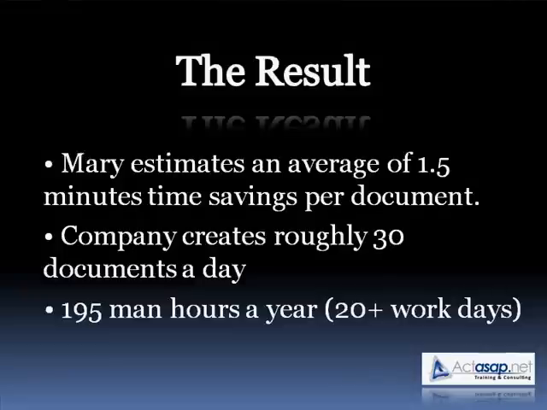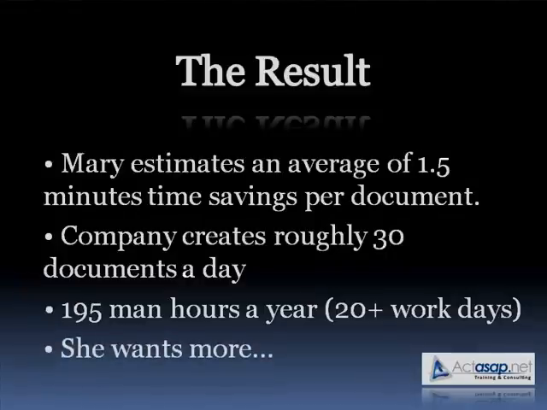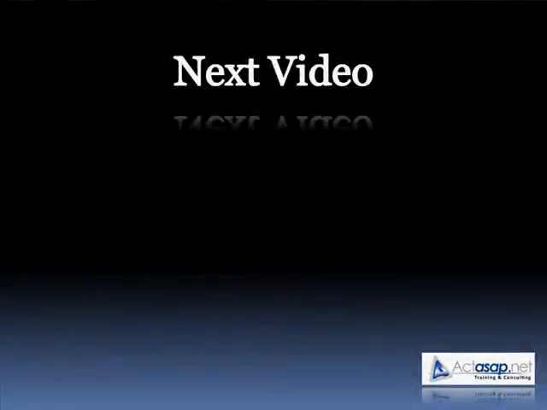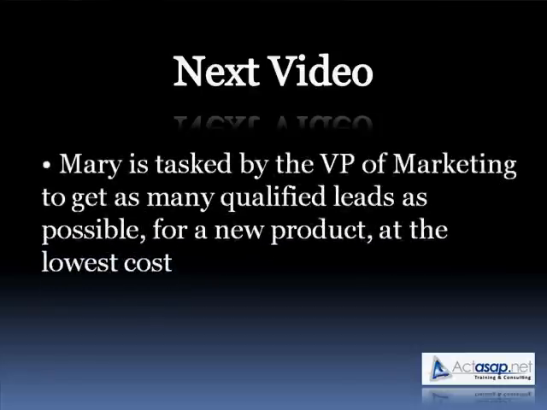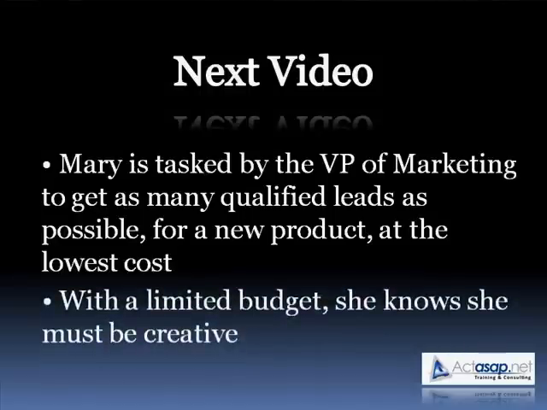However, as great as they may be, there's a lot more work to do. And Mary wants more from the system, especially as she's faced with a new challenge. In the next video, you'll see that Mary is tasked by the VP of Marketing to get as many qualified leads as possible for a new product at the lowest cost. Does that sound familiar? With the constraints given, she knows she has to be creative and measure the results. Stay tuned. We'll cover that in the next video.